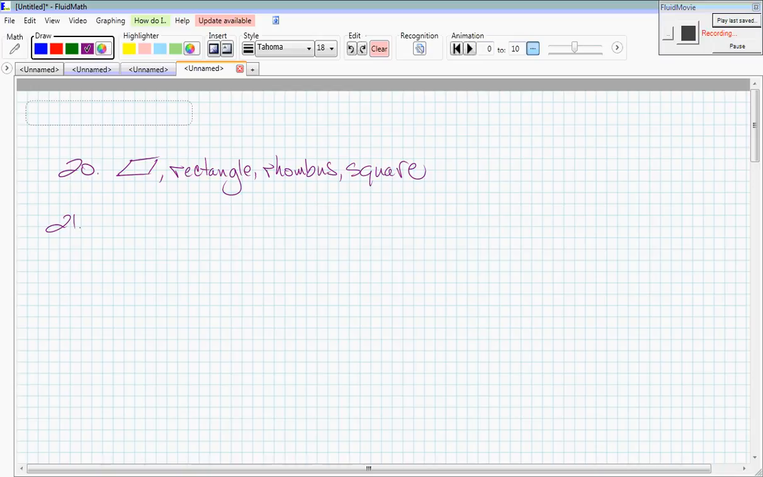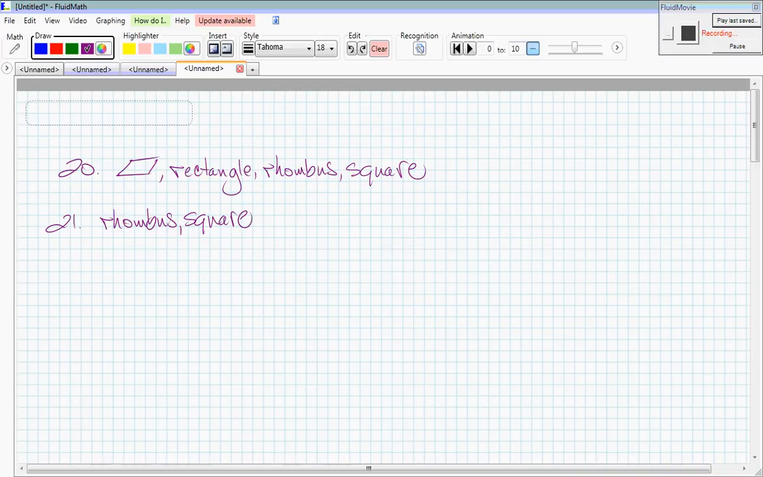Now, in question 21, it says that diagonals bisect opposite angles. Now, this is only true if all of the sides are congruent, because if you were to draw one of these diagonals and form two triangles, the only way that you can have congruent angles is if those angles are across from congruent sides, and the only way that will work, again, is if all sides are congruent. That is true in both a rhombus and a square.